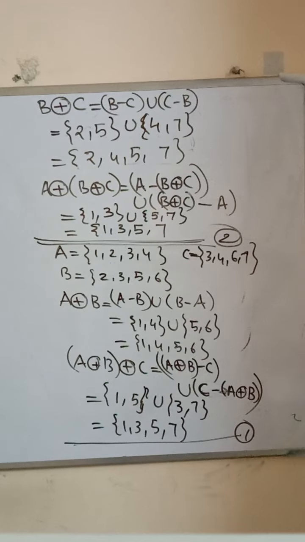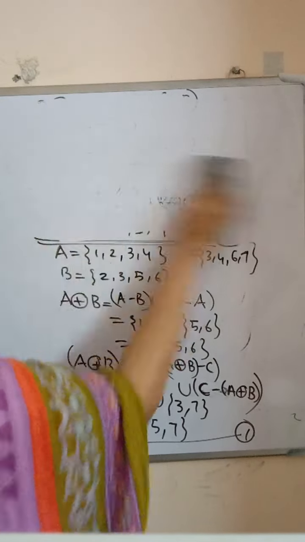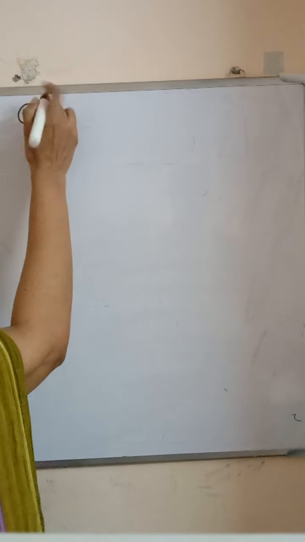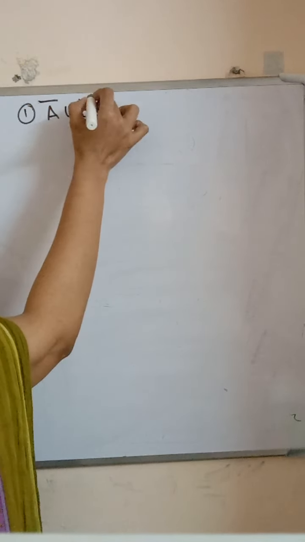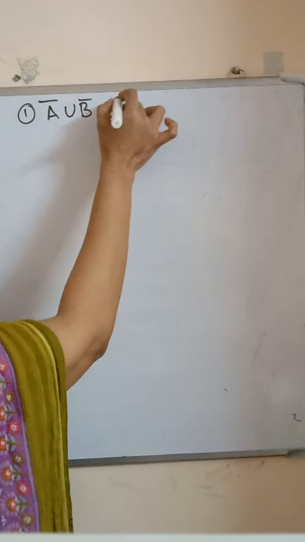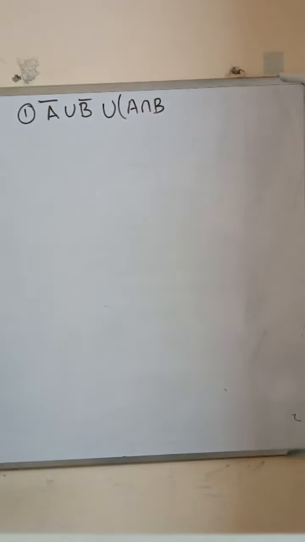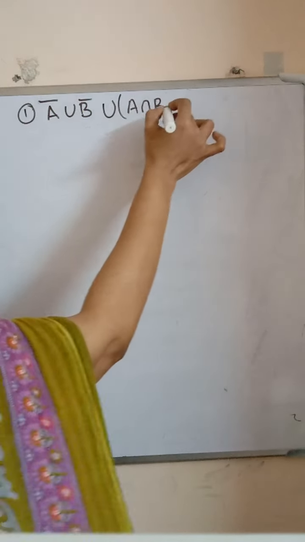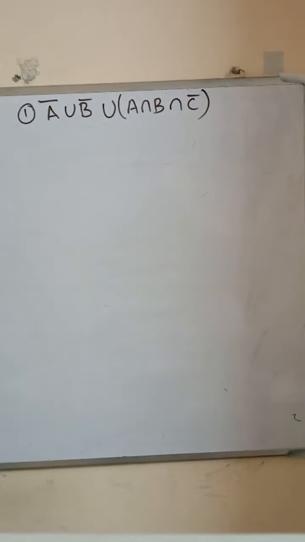Okay, now do another problem. Simplify the following sets using set theoretic identities. First question: A complement union B complement, union A intersection B intersection C complement. That's the first question to simplify the set.